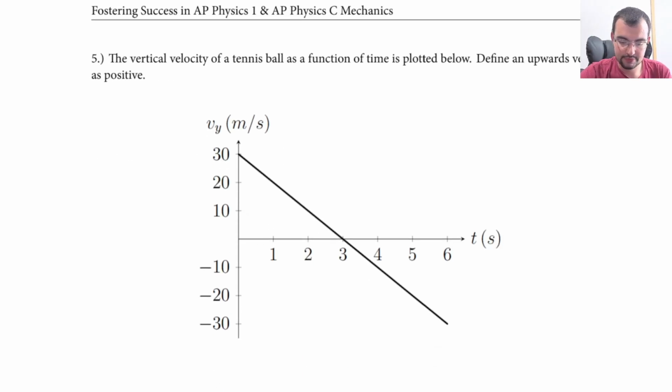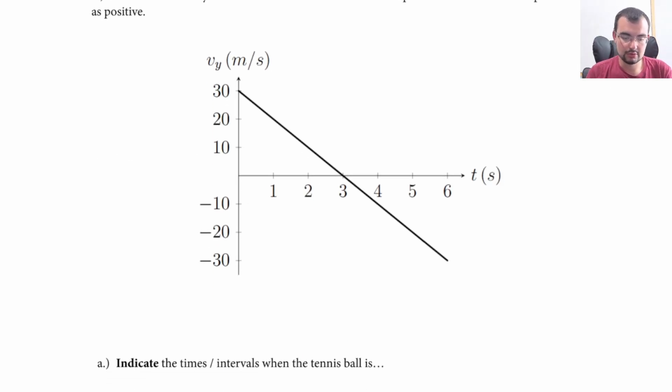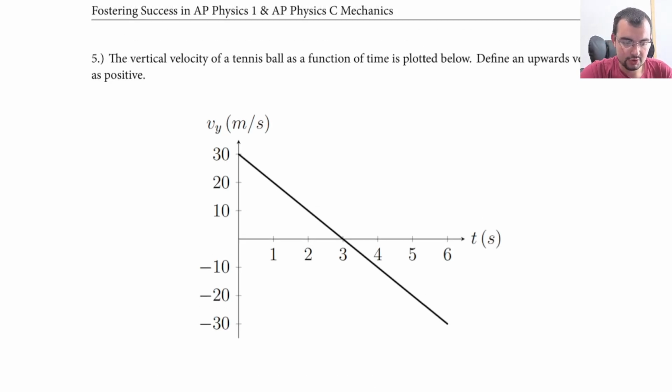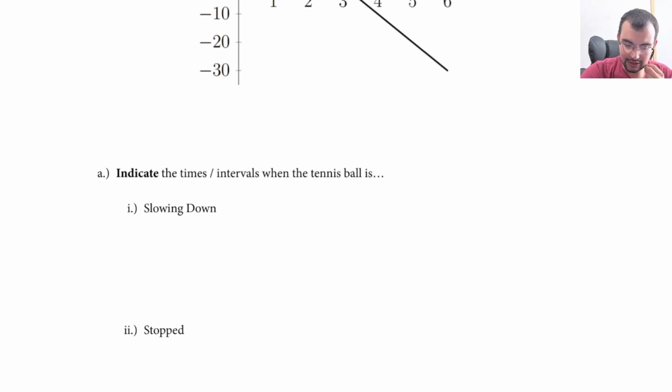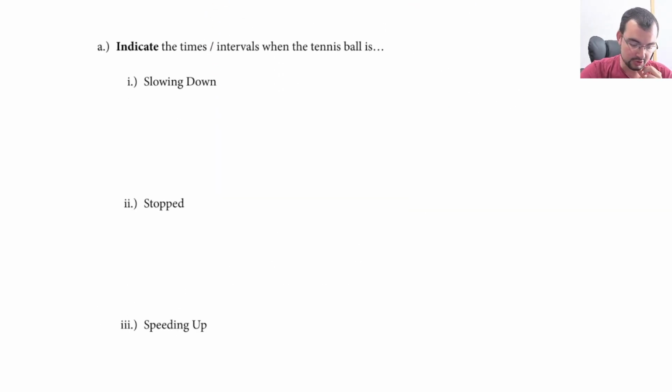That's kind of tricky. All right, now we have a case where we're going to account for sign. So the vertical velocity of a tennis ball as a function of time is plotted below. Define an upwards velocity as positive. This means the ball moves up at 30 meters per second, then it moves up slower and slower and slower until it stops. Then it moves down faster and faster and faster. All right. So when is the tennis ball slowing down versus stopped versus speeding up?